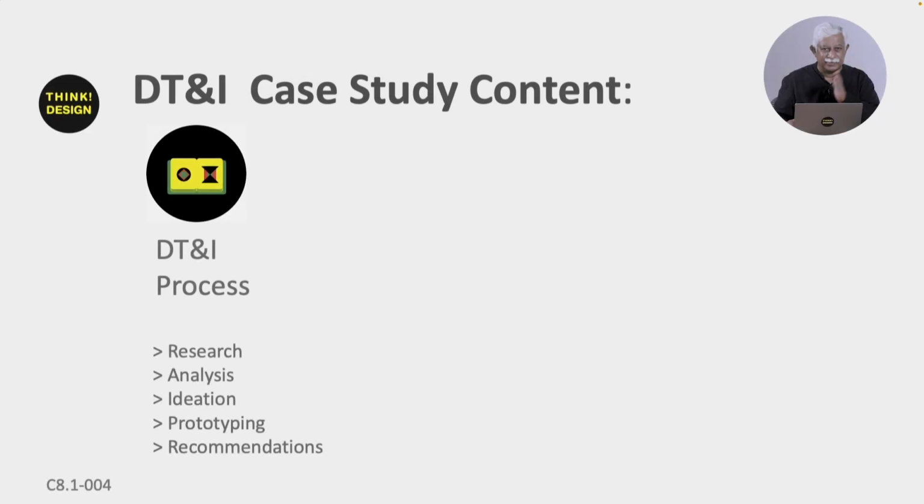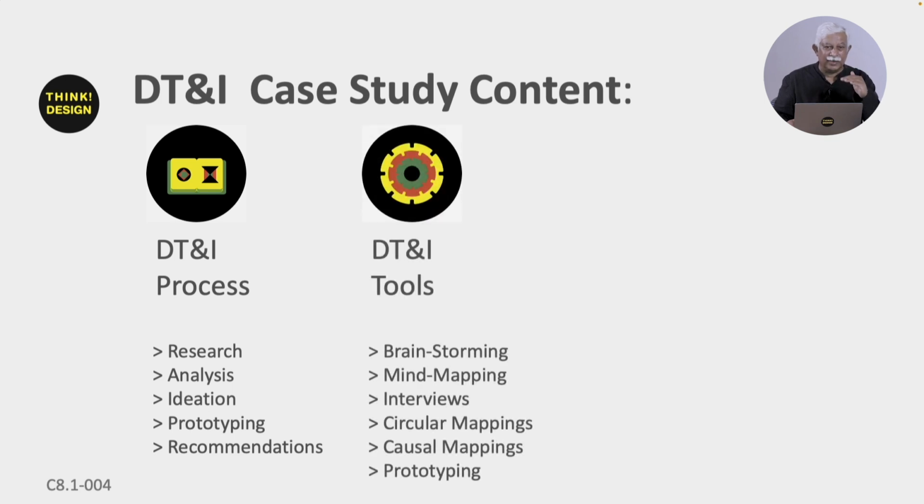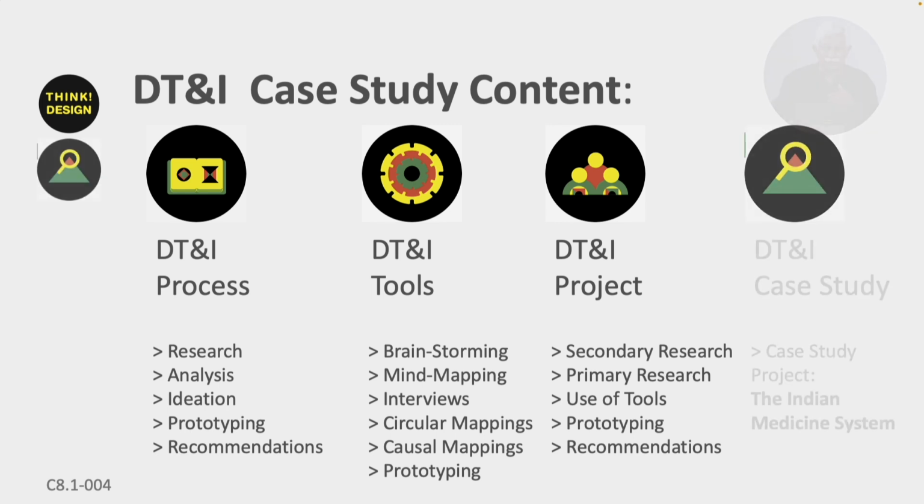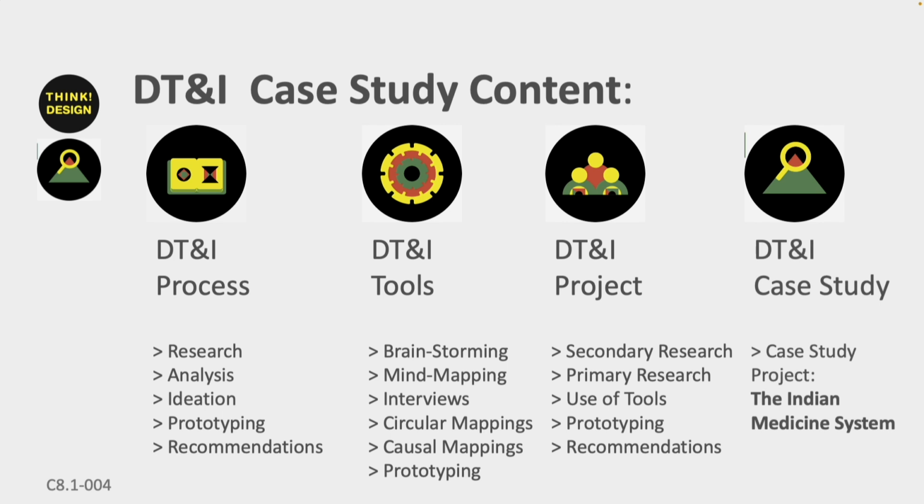So, it follows the design thinking and innovation process. The process involves research, analysis, ideation, prototyping and recommendations. The tools involved are brainstorming, mind mapping, user interviews, circular mappings, causal mappings and prototyping. It also is carried forward in the project through secondary research and primary research, use of these tools, prototyping and coming out with recommendations. And then finally, this is the case study.